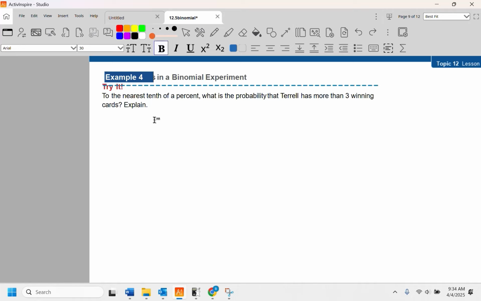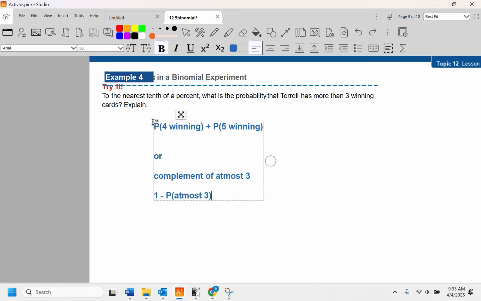It says, to the nearest tenth of a percent, what is the probability that Terrell has more than 3 winning cards? Explain. Well, this would be the probability of 4 winning plus the probability of 5 winning. Or it's the complement of at most 3. If you use the complement, we could say that this is 1 minus the probability of at most 3. And I'll show both ways.